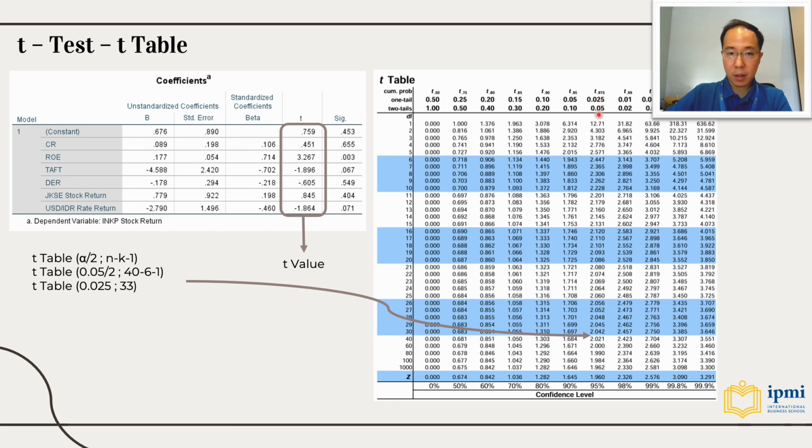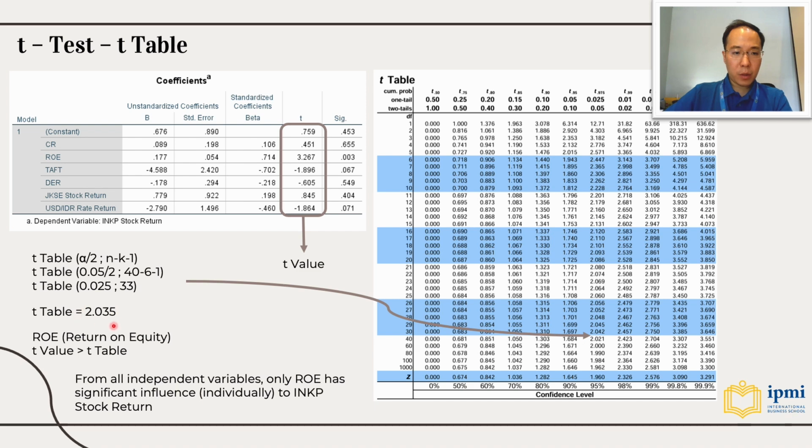And if you see the table here, that will be the 0.025 for one tail, and then goes below until you reach 33. There will be no 33. It will be somewhere between 30 and 40. Means that you need to do the prorate mathematically, and then from this prorate between 2.021 and 2.042, it will be the prorate of 2.035. From the 2.035, we need to know which one has the t value bigger than the t table. Our t table is here. So from this one, only the ROE, return on equity, has the 3.267, which is bigger than the t table. Means that only the ROE has the significance value individually to the ENKP stocks return.